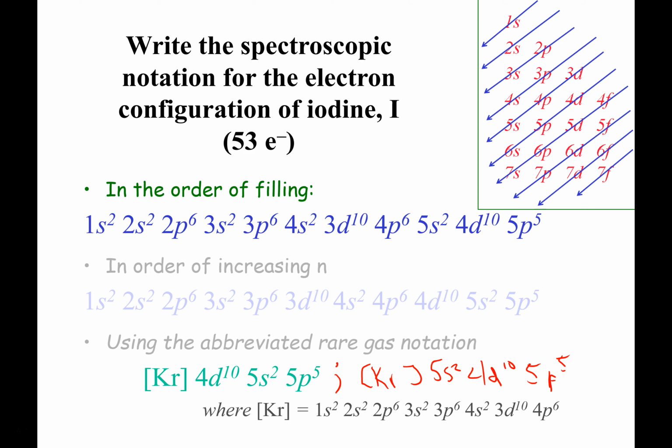There are some disadvantages to going with the abbreviated rare gas notation, and it comes in when you're going to an ion, not a neutral atom. You might pick that up here when we talk about how electrons are configured around an ion.